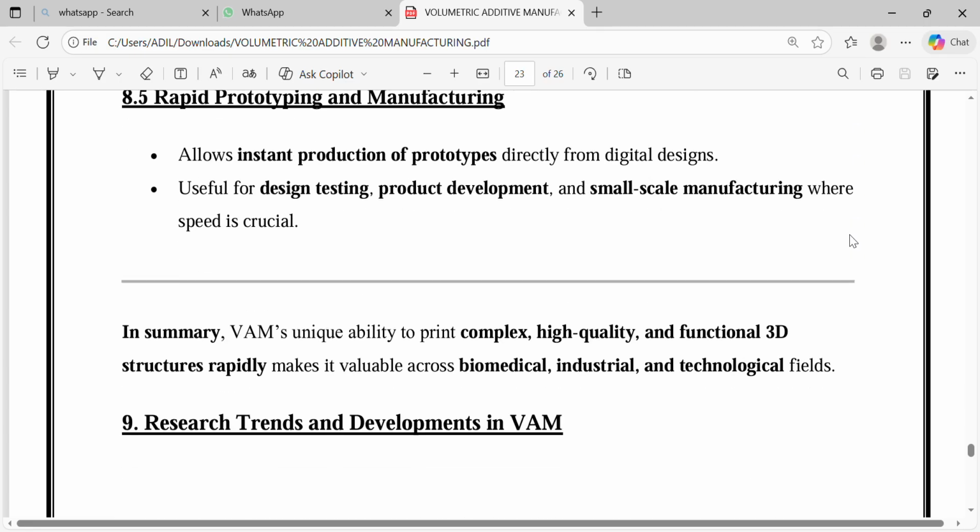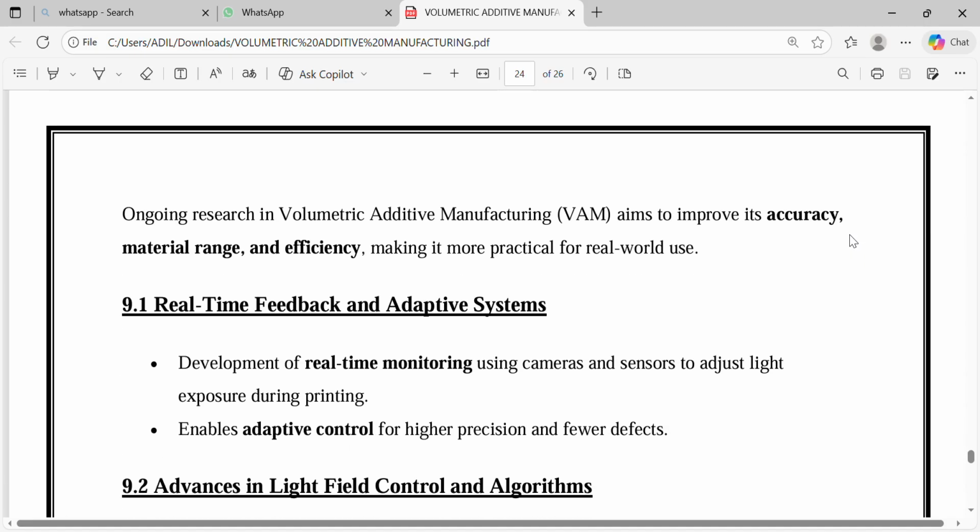Rapid prototyping allows instant production of prototypes directly from digital designs, useful for design testing, product development, and small scale manufacturing where speed is crucial. In summary, VAM's unique ability to print complex, high quality and functional 3D structures rapidly makes it valuable across biomedical, industrial and technological fields. Now we will move towards the research trends and developments.